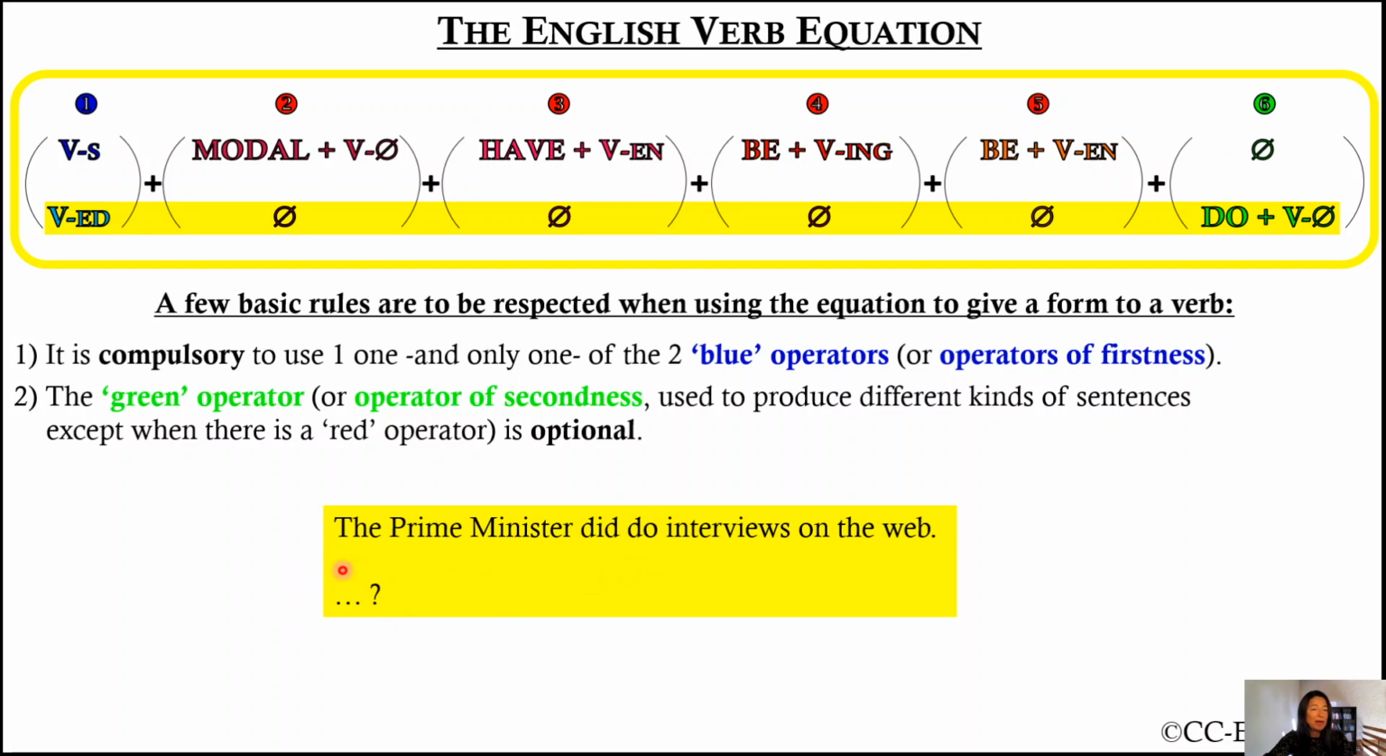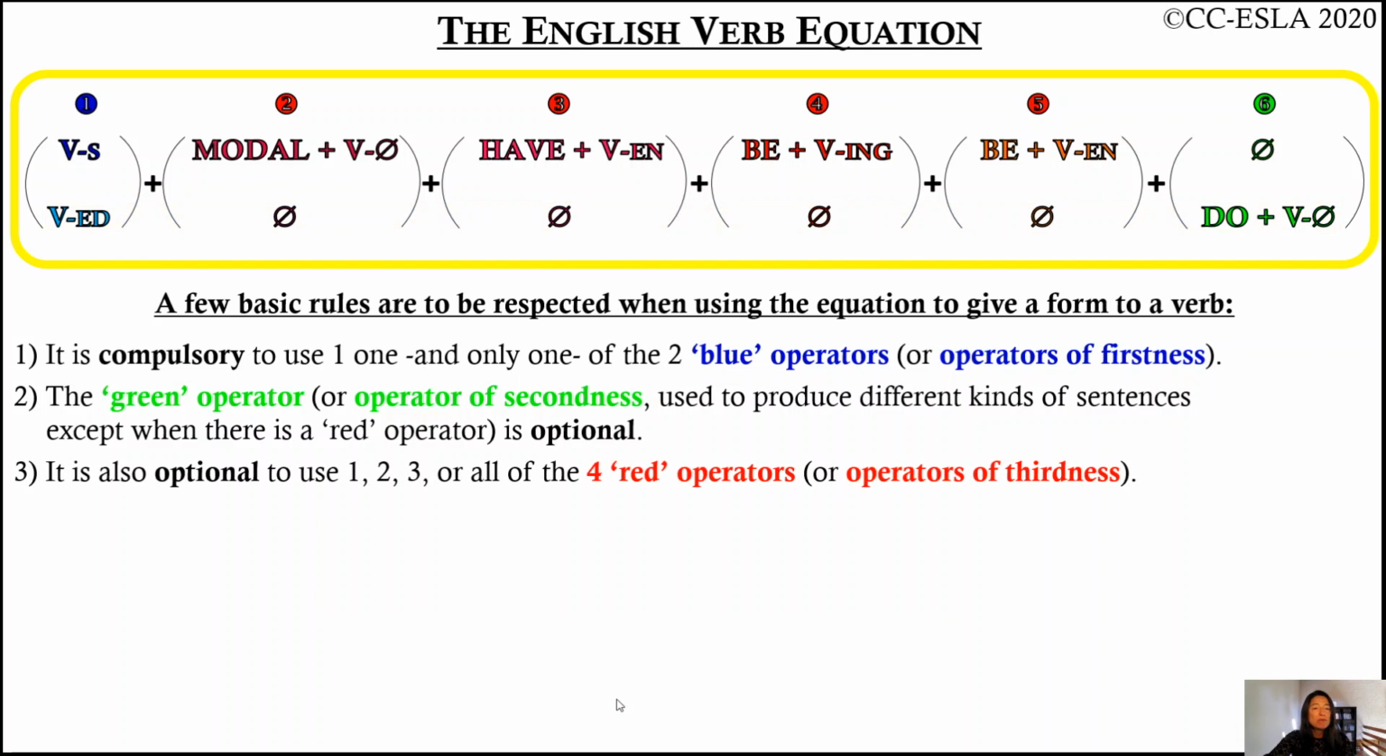How about the positive interrogative sentence? What would that be? Did the Prime Minister do interviews on the web? And again, we find the same structure, the same formula. The past tense here of operator do plus V0, the verb base of the verb do. Okay, let's go on to the next rule.